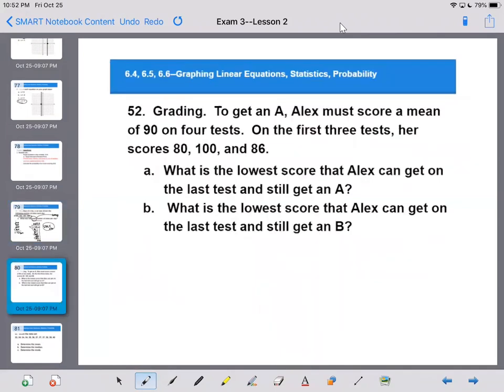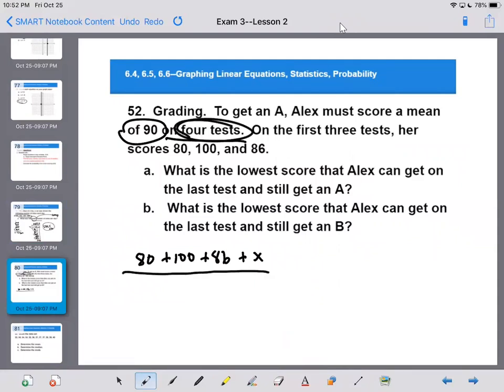So if you're going to get an A, Alex must score a mean of 90 on 4 tests. So on the first 3 tests, what does she have? She has an 80, she has 100, she has 86. We don't know what the next test is, but Alex is going to take 4 tests. So if we knew what those numbers were, wouldn't you add them up and divide by 4? Yeah. Well, if you want a mean score of 90, then you know you want it to be exactly 90. So that average needs to be 90.